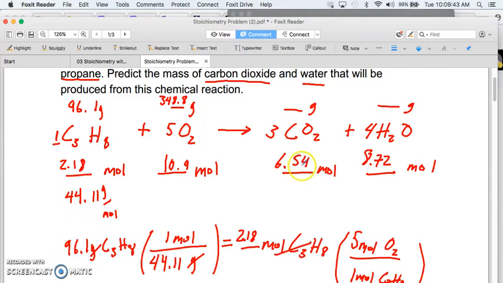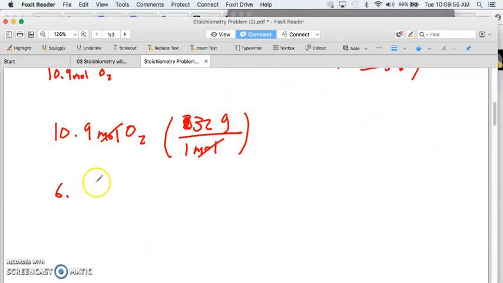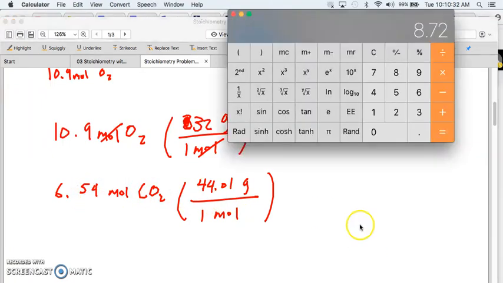All right, and now to get grams of both, we just have to multiply moles by the molar mass. Okay, so if I take my 6.54 moles of carbon dioxide, I need to multiply it by carbon dioxide's molar mass. So moles goes on bottom because that's what I've got. I want grams. The number next to grams is 44.01, right? Because carbon is 12, O2 is 32. Well, really carbon is 12.01. So 12.01 plus 32 is 44.01. All right, multiply these two together. 287.8 grams.